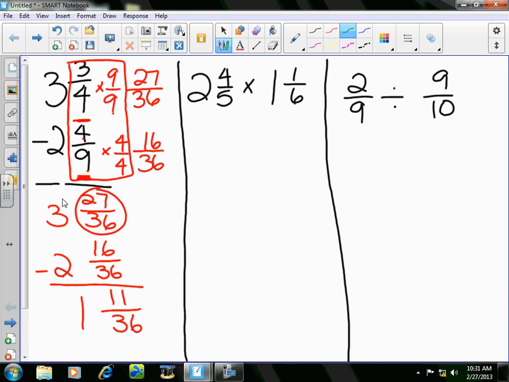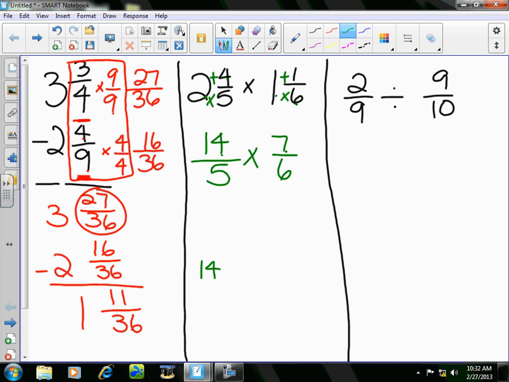Multiplying regular fractions, no problem. You just multiply the numerators times the denominators. But when you have a mixed number, it adds a little bit more to it. So we have to change them into improper fractions. Remember, you times, add, times, add. So 5 times 2 is 10. 10 plus 4 is 14. Change to an improper fraction. 6 times 1 is 6 plus 1 is 7. 7/6. Okay, so now we have to multiply 14/5 times 7/6.